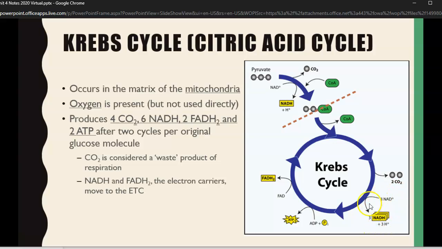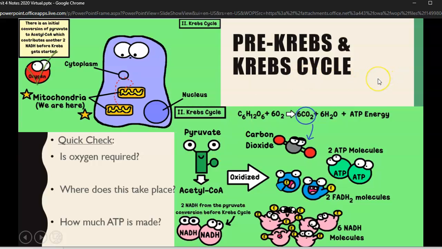So these guys right here are going to be moving into the electron transport chain. So real quick, is oxygen required for the pre-Krebs and the Krebs cycle? The answer is yes. You're seeing oxygen within the matrix. So where does this take place? In the mitochondria, within the matrix of the mitochondria. And how much ATP is made? We have 2 ATPs that are being made at this time. So 2 ATPs.